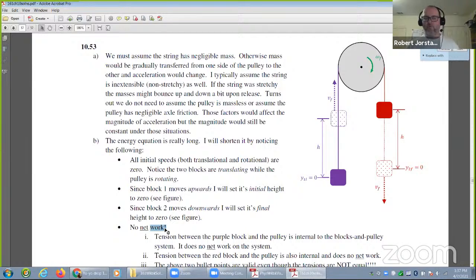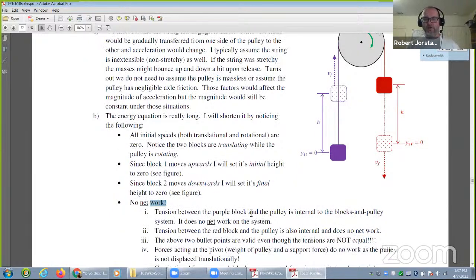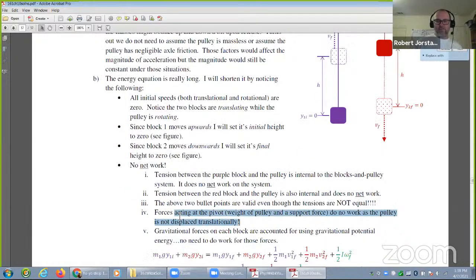Okay, there's no net work. The tension between the purple block is internal. Tension between the red block and pulley is internal. Basically, both tensions cause no net work. It speeds up the blocks or slows down the pulley. Okay, and these two points are valid even though the tensions are not equal, right? Because T1 acts on the pulley and block 1 in opposite directions, etc. The forces acting at the pivot do no work because the pulley is not being displaced, right? It's rotating, but it's not displaced translationally.